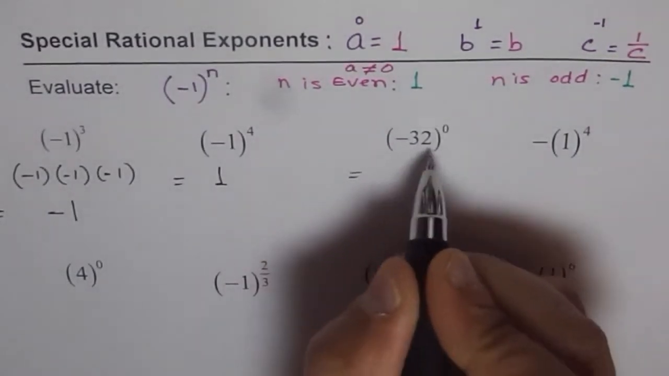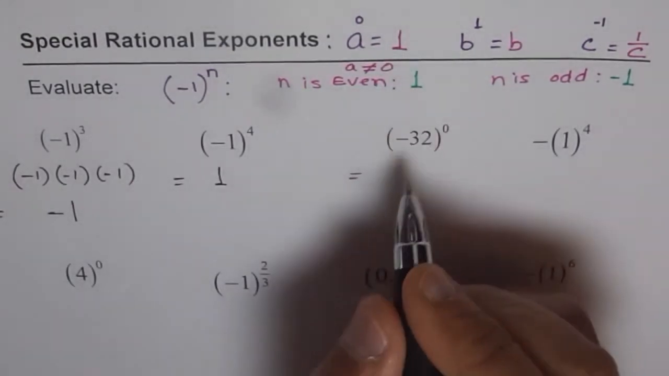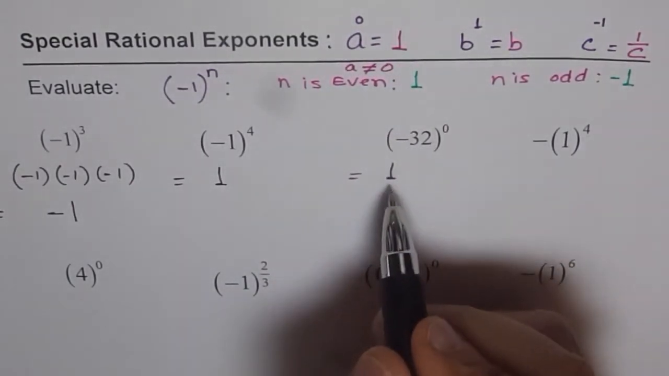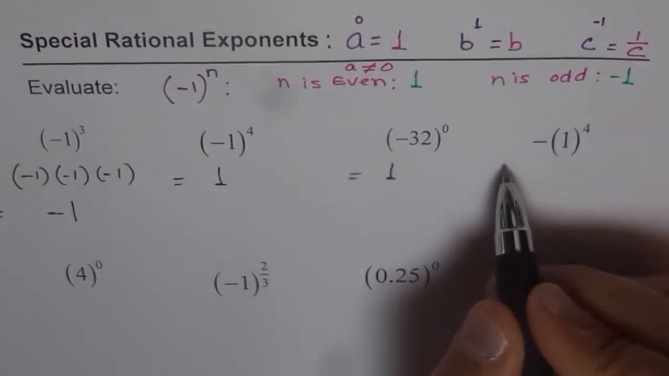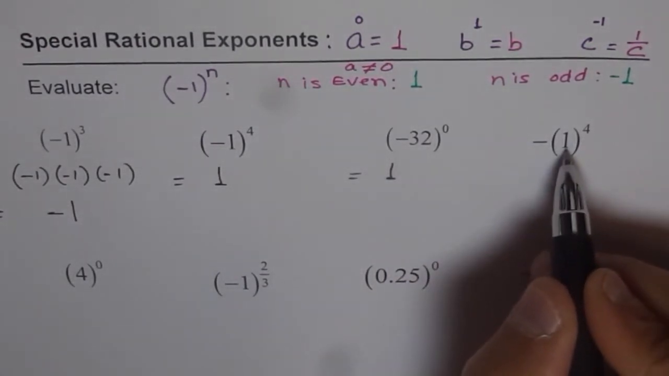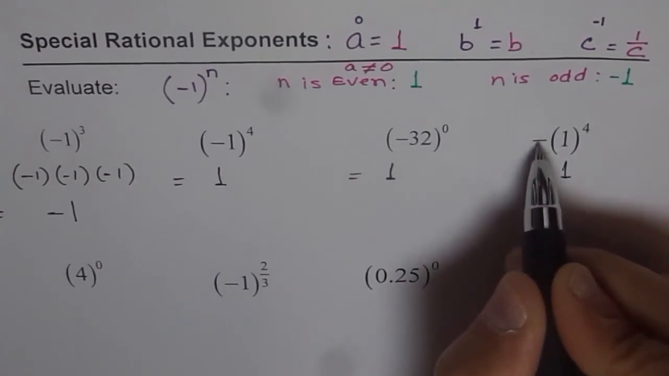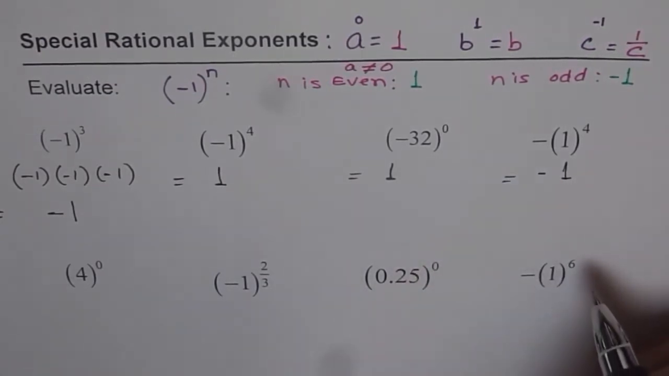Here, anything to the power of 0 is just the number 1, right? So you get 1. It could be a minus number, whatever, it is just 1. In this case, the minus is outside. So the exponent is only applicable to 1. And 1 to the power of anything is always 1. So we get 1 for that, and this minus is outside. And therefore, we get minus 1 as our result.